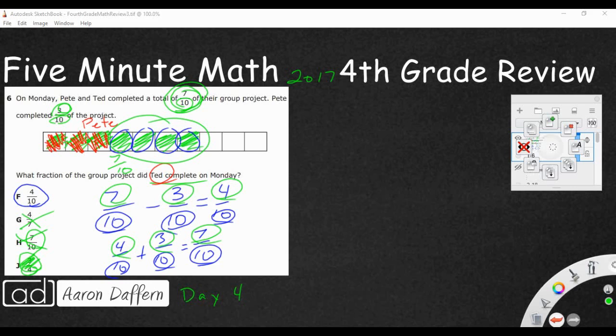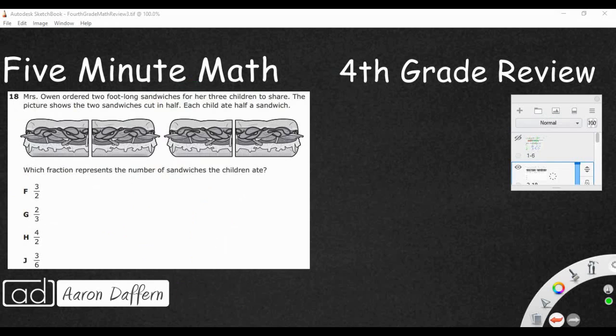Our next problem is another addition of fraction problem. We have Miss Owen ordered 2 foot-long sandwiches for her 3 children to share. The picture shows the 2 sandwiches cut in half. Each child ate half a sandwich. So we've got 3 children here. And we've got each child eating half a sandwich.